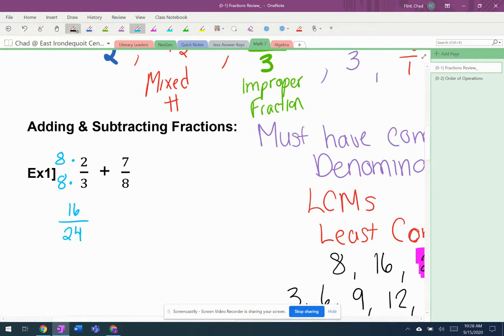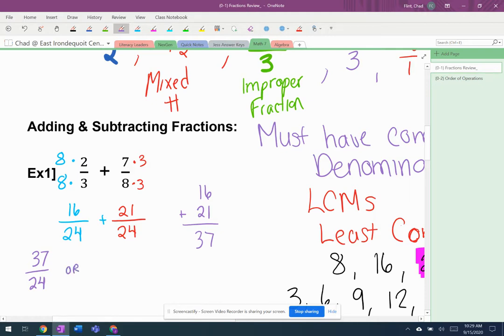Now, for my other fraction, I'm trying to turn that 8 into a 24, which I'm going to do by multiplying by 3. So top and bottom by 3. 7 times 3 on the top gives me 21. 8 times 3 on the bottom gives me that 24. So now that I have my common denominators, I can go ahead and add my fractions together. So I've got 16/24ths plus 21/24ths. Maybe you need to do this off to the side like I do, or maybe you can math that in your head, for a total of 37/24ths.